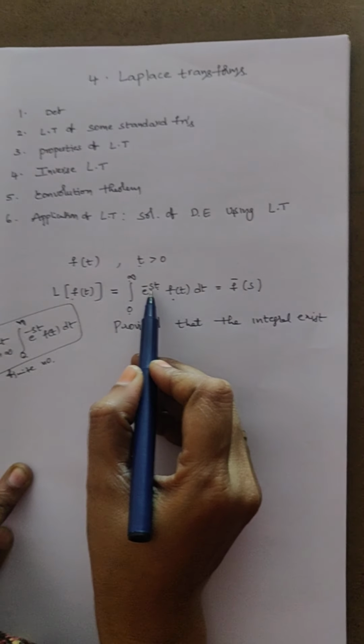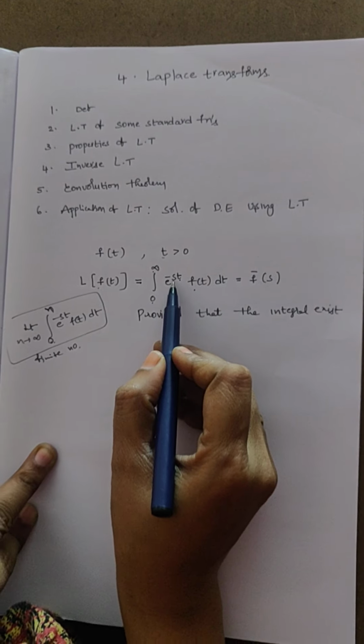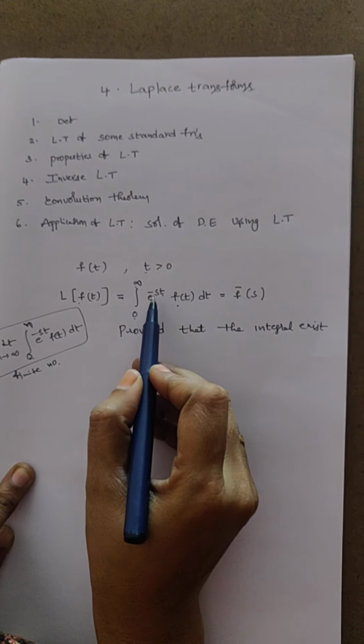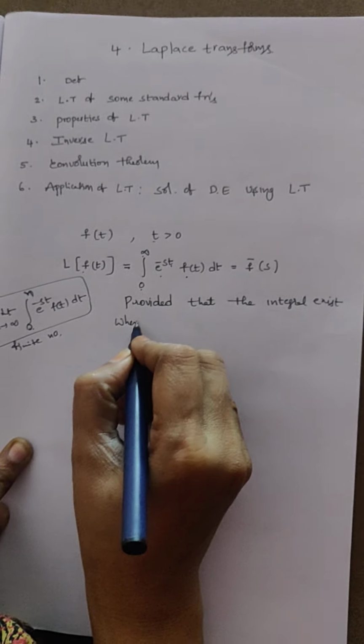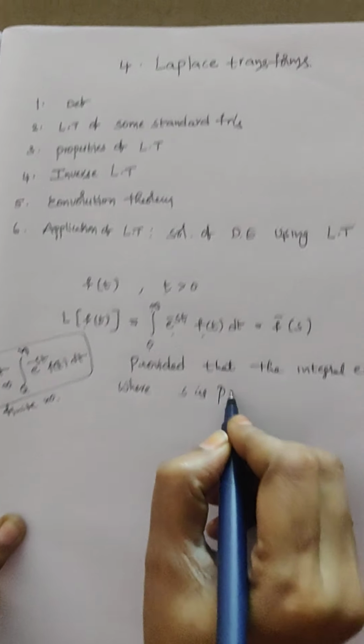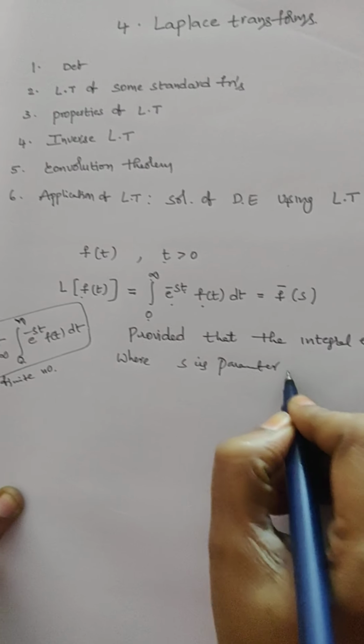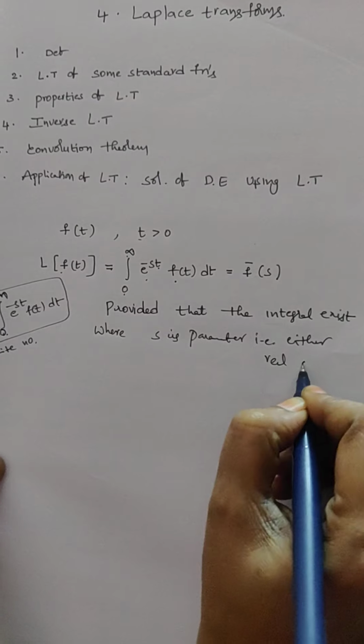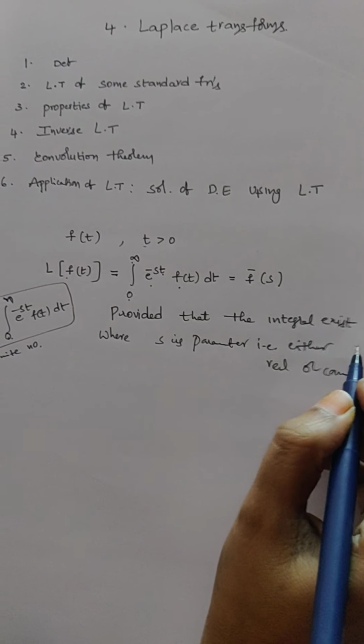And here the new quantity, that is s, where s is a parameter, that is either a real or complex number.